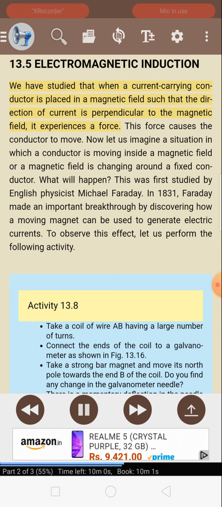We have studied that when a current carrying conductor is placed in a magnetic field such that the direction of current is perpendicular to the magnetic field, it experiences a force. This force causes the conductor to move. Now let us imagine a situation in which a conductor is moving inside a magnetic field or a magnetic field is changing around a fixed conductor. What will happen? This was first studied by English physicist Michael Faraday.